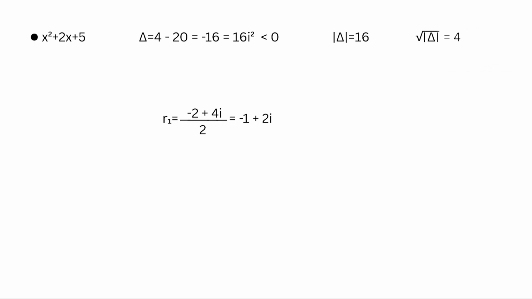Now, let's see an example with a negative discriminant. P of x equals x squared plus 2x plus 5. Delta equals minus 16. The square root of the absolute value of delta is 4. r1 equals (minus 2 plus 4i) all over 2, which is minus 1 plus 2i. r2 is the conjugate of r1, which is minus 1 minus 2i. So x squared plus 2x plus 5 factors as (x plus 1 minus 2i) times (x plus 1 plus 2i).